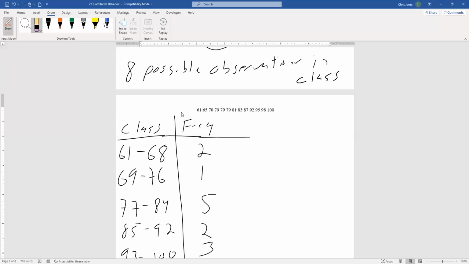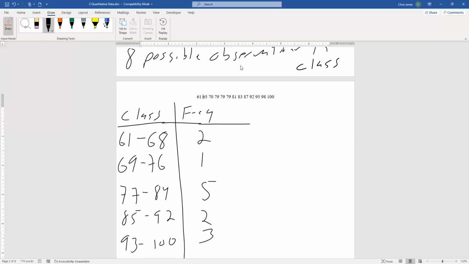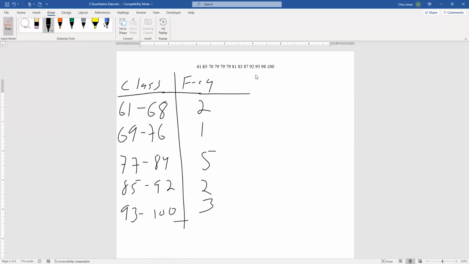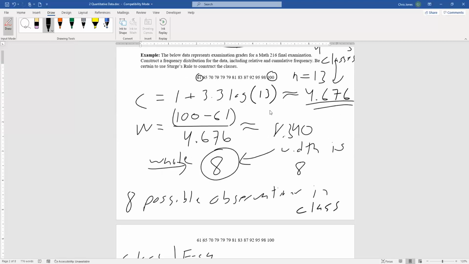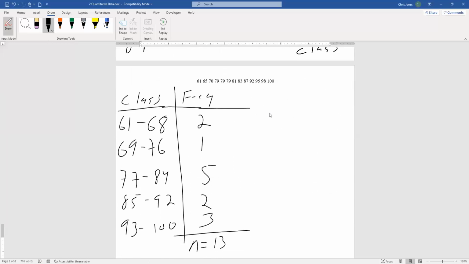A good way to check to make sure that you've captured all the observations is just to add up the frequency column. All right, so we have 2, 3, 8, 10, 13. And that's good because remember initially we said that n was equal to 13 all the way at the beginning of the problem. If it's not equal to 13, then we probably want to go back and recount either initially or recount what we just did.